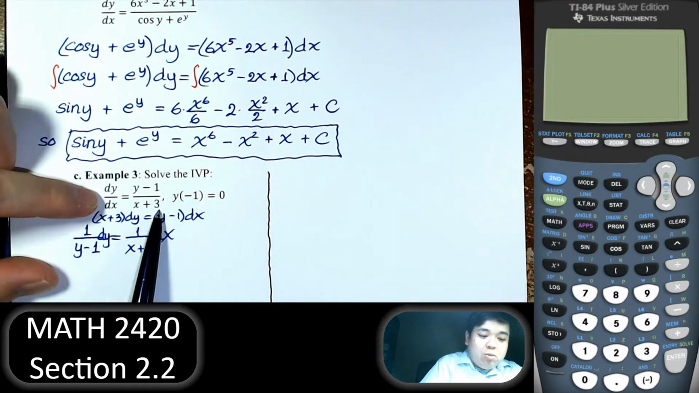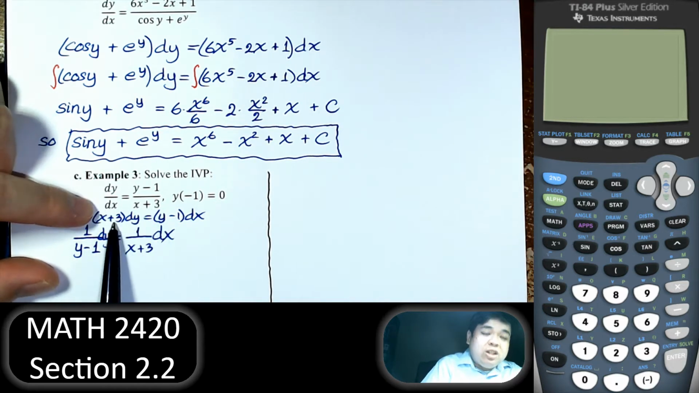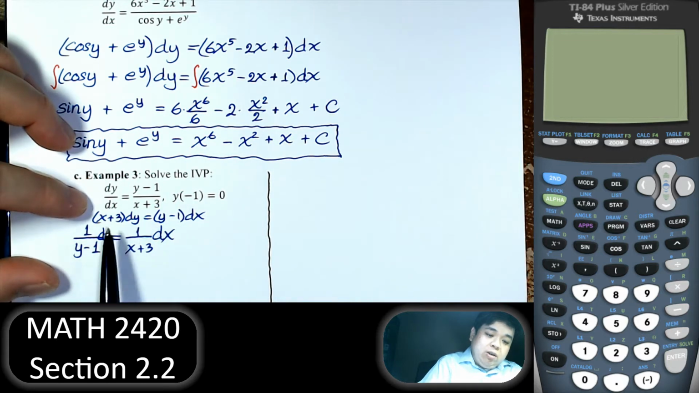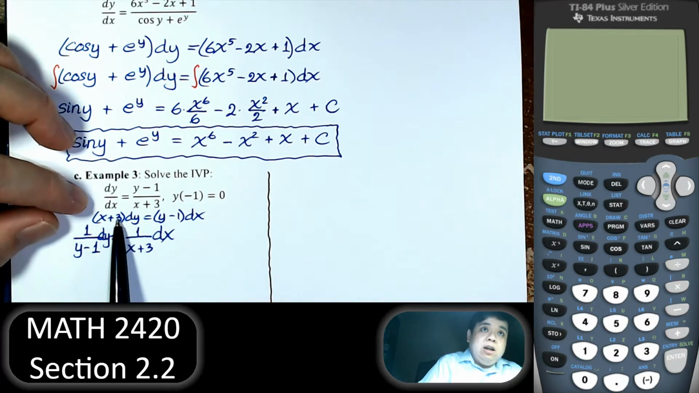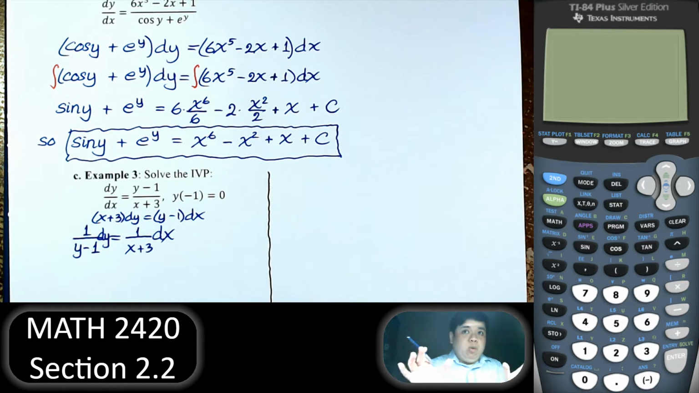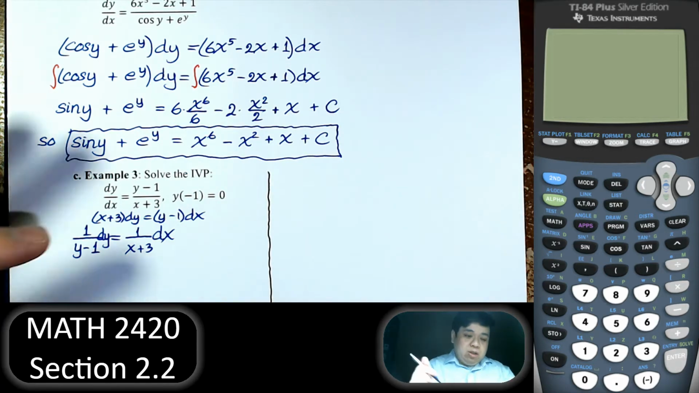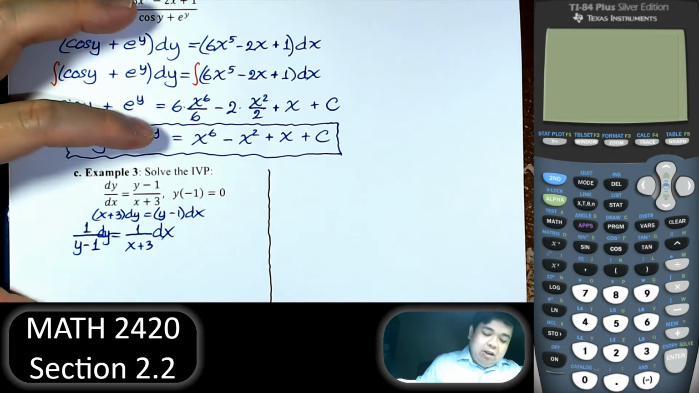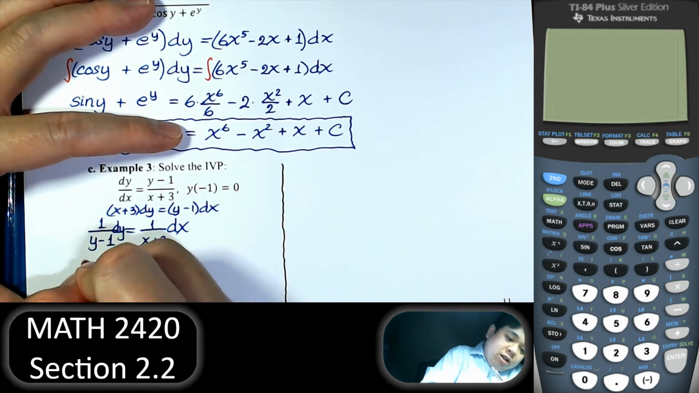So cross multiply: x plus 3 times dy, y minus 1 times dx, and then move the y with the dy. We keep the dy and dx on their own. We don't move those. We move everything else. So the y to this side, the x to that side, and that's what we have. Now we integrate both sides.